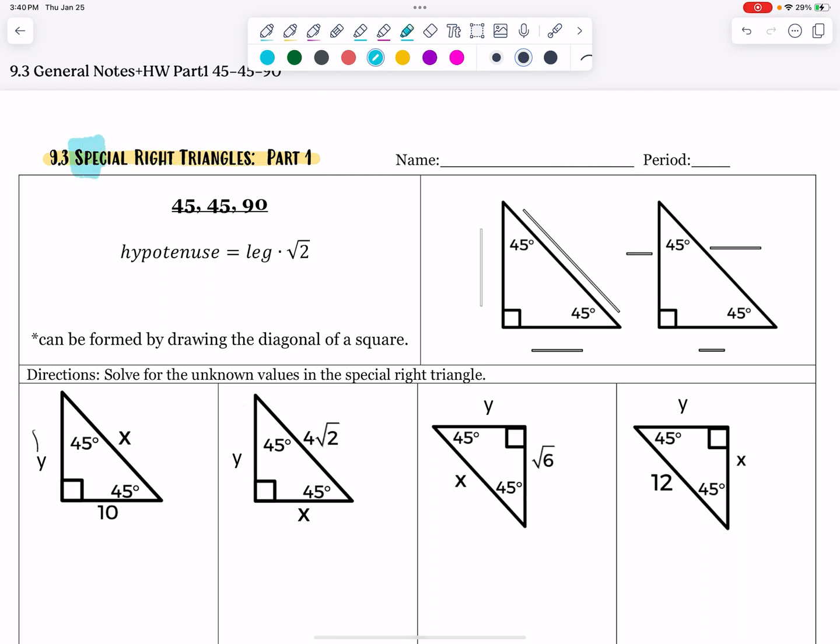So we've been learning all about right triangles. Of course, right triangles contain a right angle, and we learned about the Pythagorean theorem, and now we're going to learn about a special type of right triangles. That special type today is our 45, 45, 90 triangle.